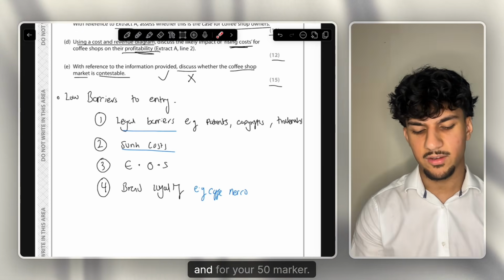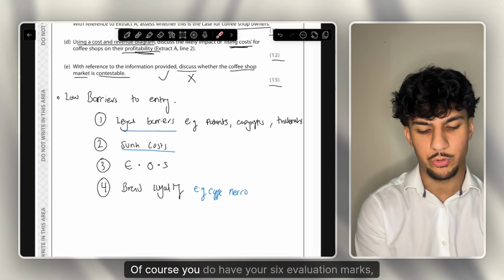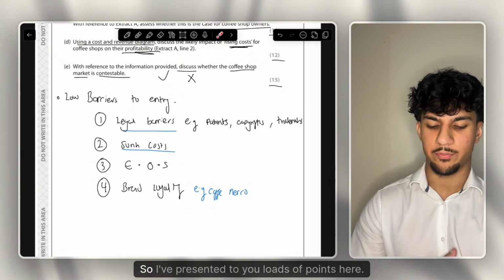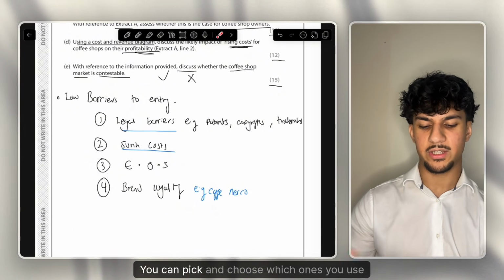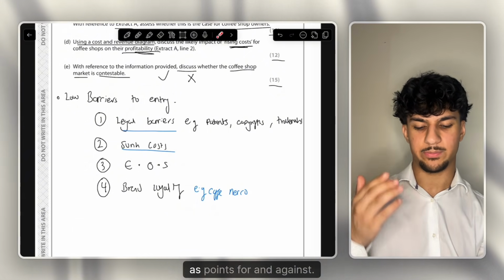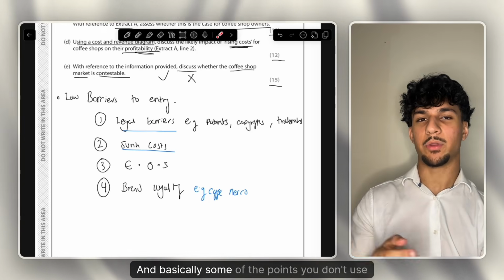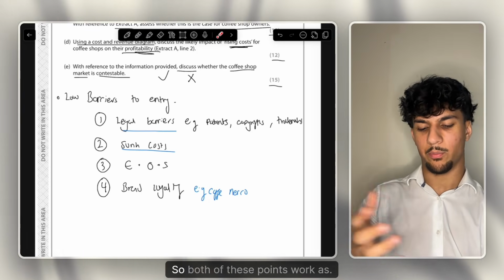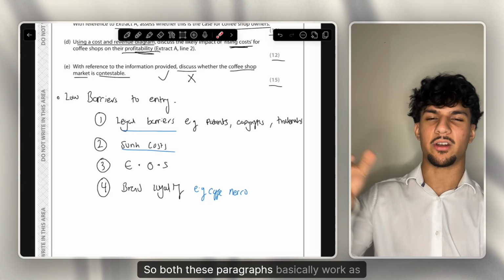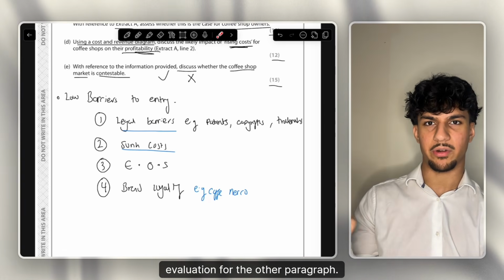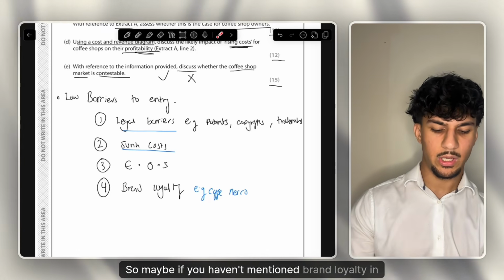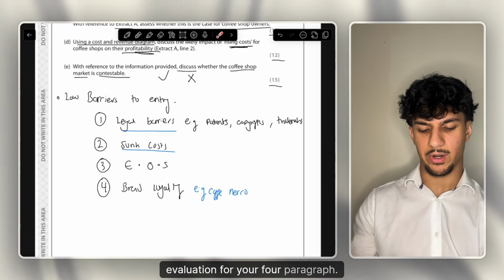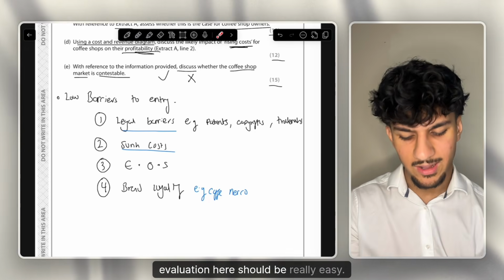And for your 50 marker, of course you do have your 6 evaluation marks, but here you can pretty much pick and choose. So I've presented to you loads of points here. You can pick and choose which ones you use as points for and against. And basically, some of the points you don't use against is really good evaluation for the point for. So both these paragraphs basically work as evaluation for the other paragraph. So maybe if you haven't mentioned brand loyalty in your against paragraph, you can use that as evaluation for your for paragraph. But yeah, evaluation here should be really easy.